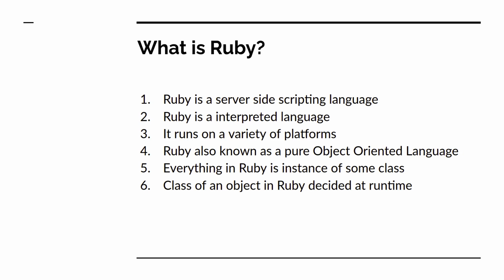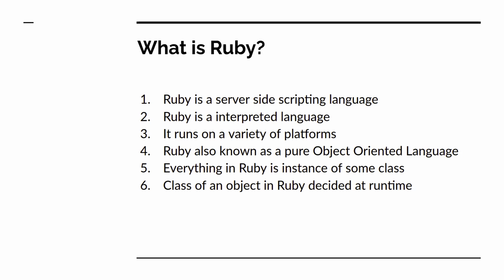So Ruby is an interpreted language, and other interpreted languages are like Python and PHP. Java is both compiled and interpreted: Java is first compiled and then it is interpreted. And compiled languages are like C, C++, .NET, etc.